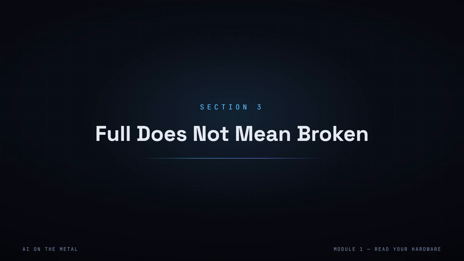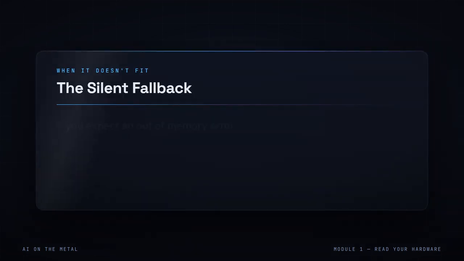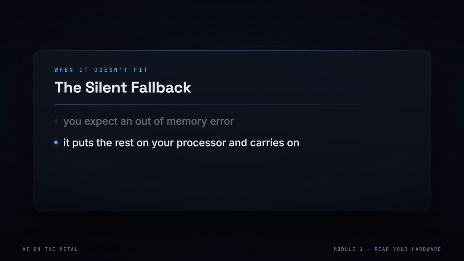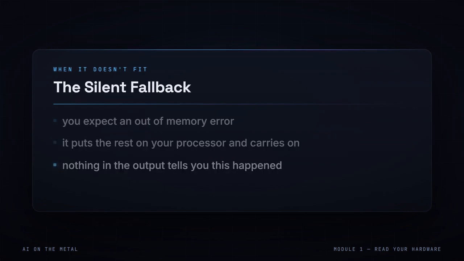Section 3, and this is the one that will actually cost you time. Full does not mean broken. When a model does not fit, you expect an out-of-memory error. Sometimes you get one. But with a tool like Ollama, usually you do not. It puts the rest on your processor and carries on. Nothing in the output tells you this happened. You get your answer, it is just slower.